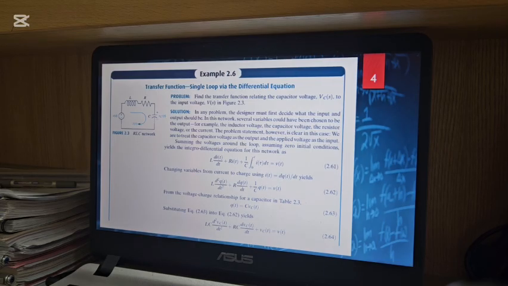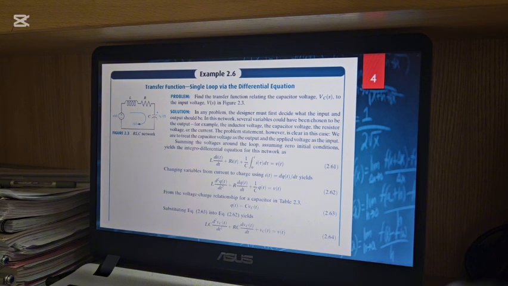So the integrodifferential equation will be L di(t)/dt plus R i(t) plus 1/C integral from 0 to t of i(τ) dτ equals v(t). Here L is the inductance, R is the resistance, and C is the capacitance. This is the first statement of this solution.